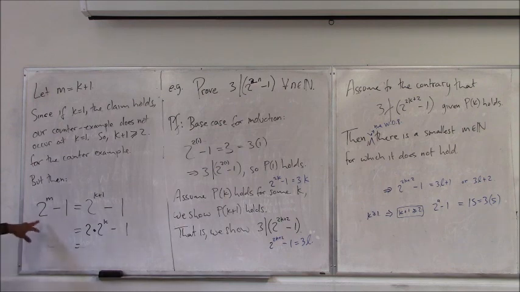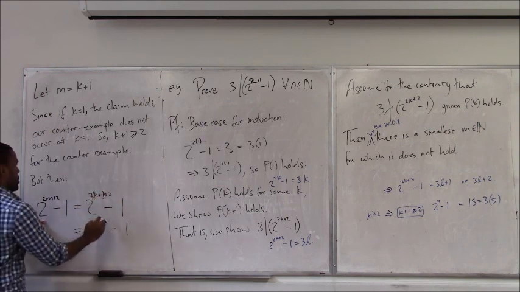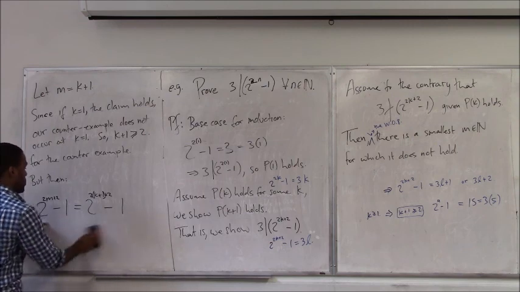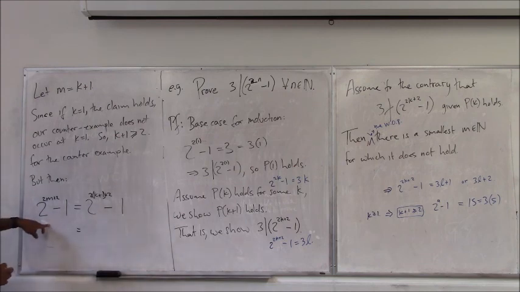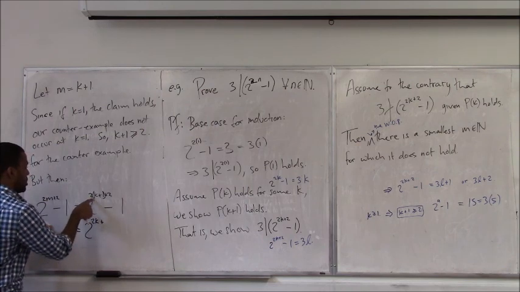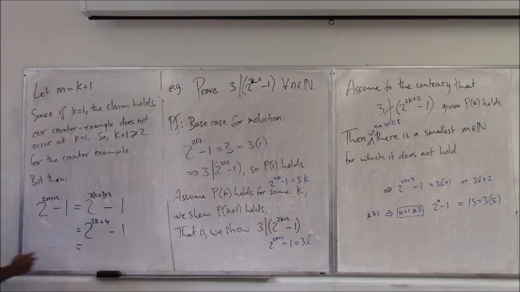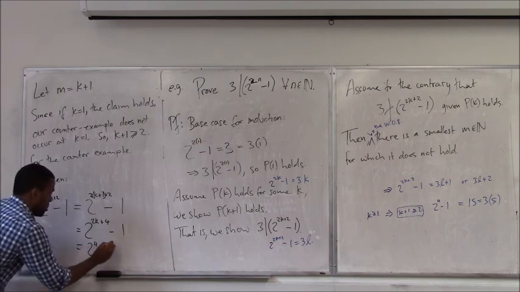Oh wait, do I have the right statement here? There is some minimum n for which it works. That's why you're having trouble substituting. The minimum n. So this would be 2m plus 2, 2 times k plus 1 plus 2. This would be 2 to the 2k plus 4, which I can write as 2 to the 4 times 2 to the 2k minus 1.